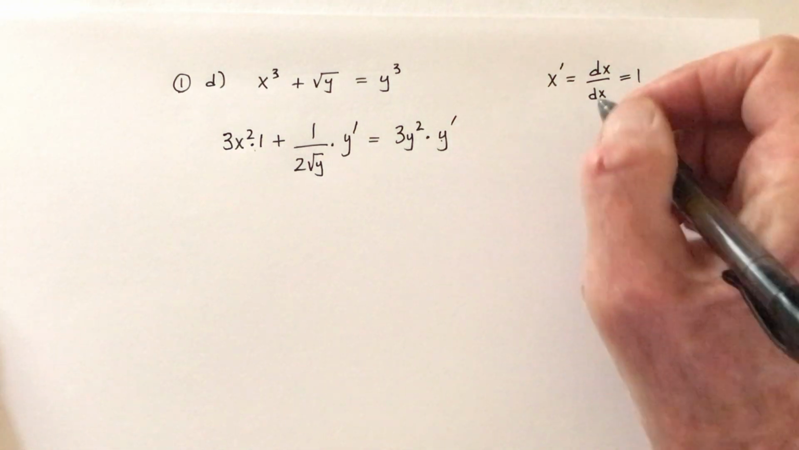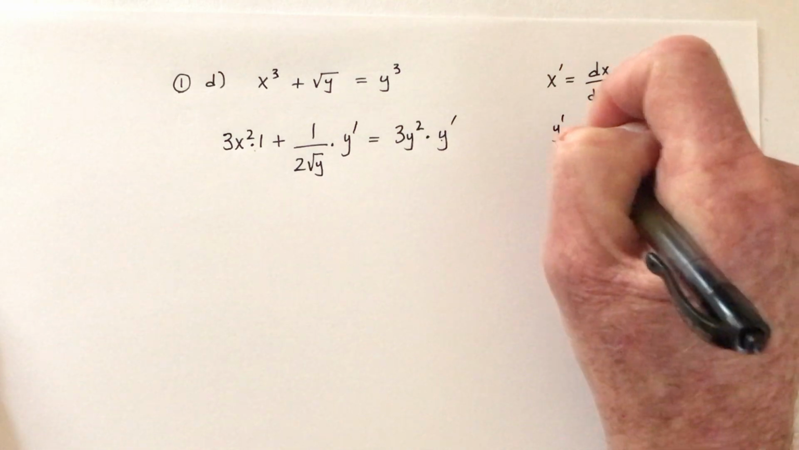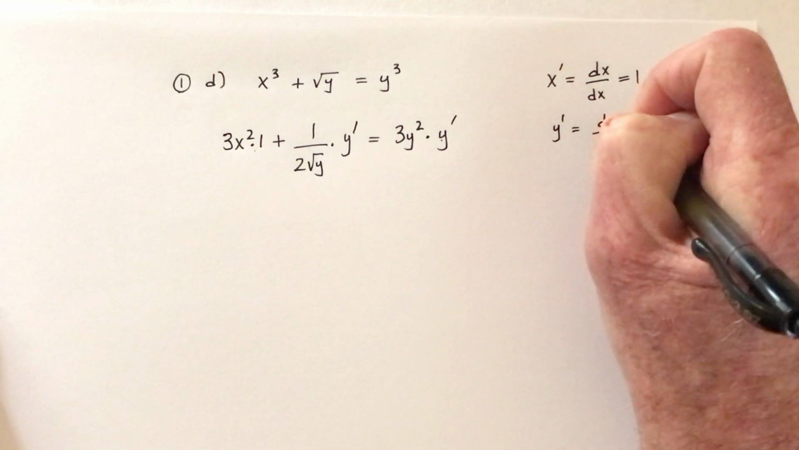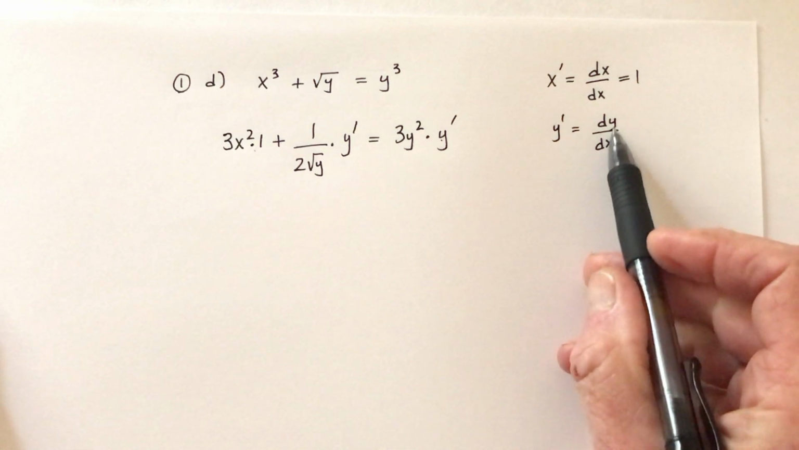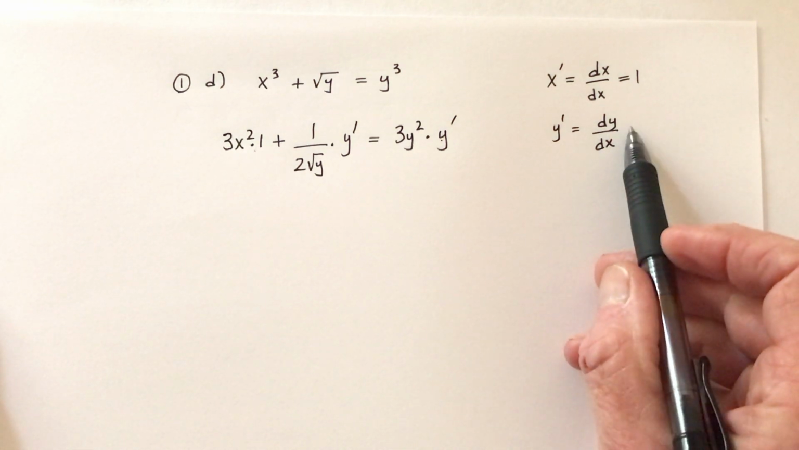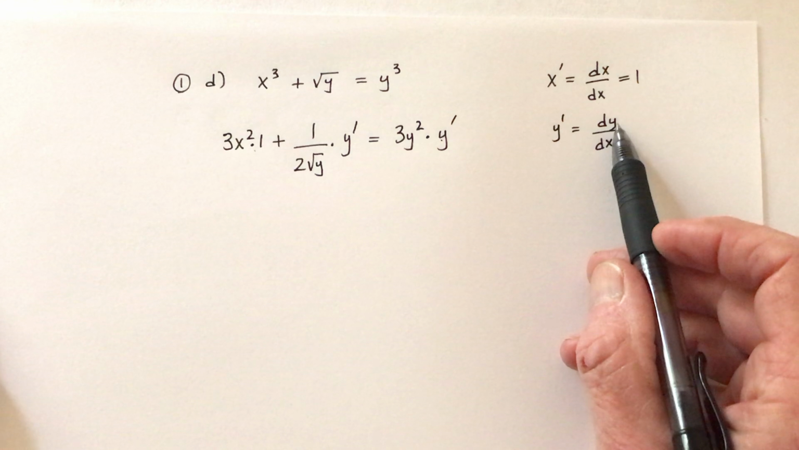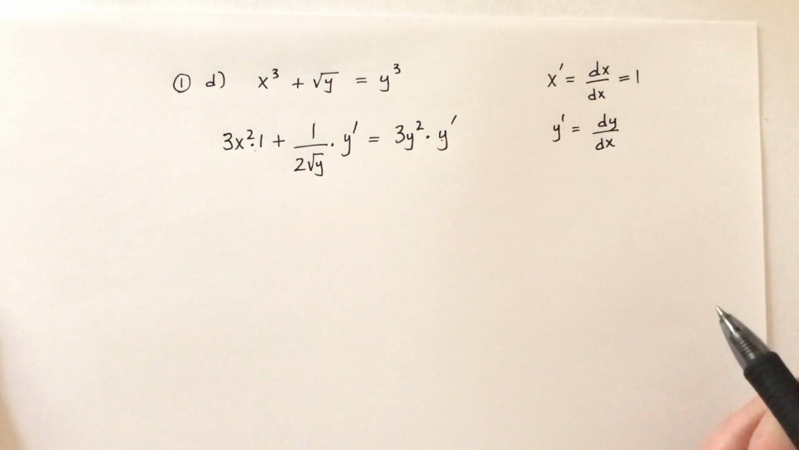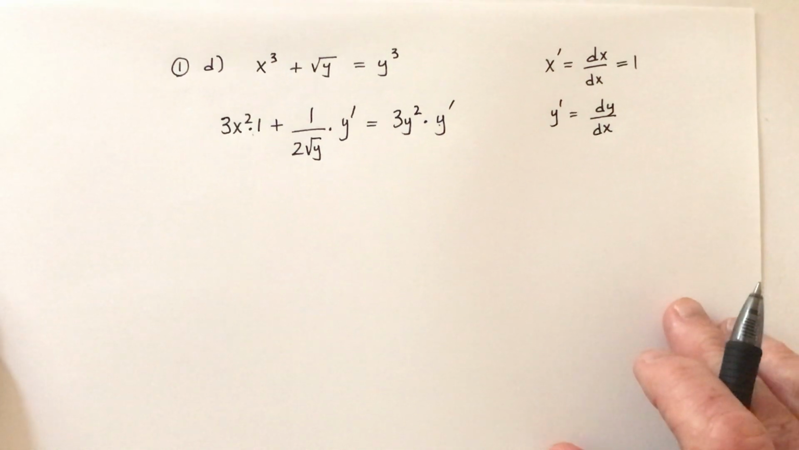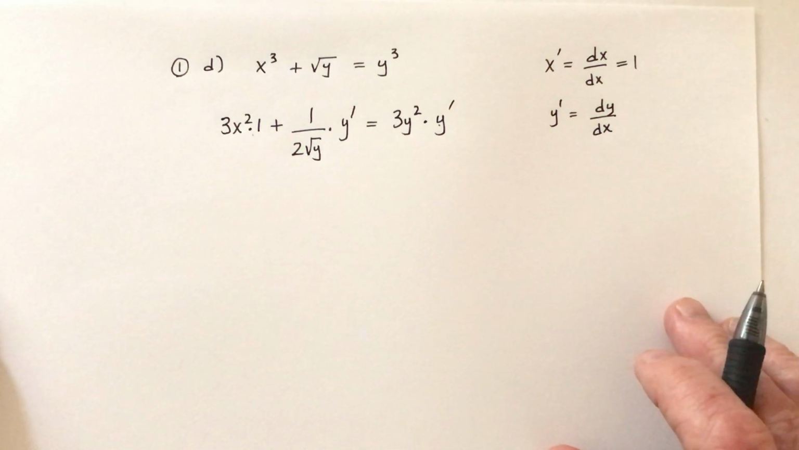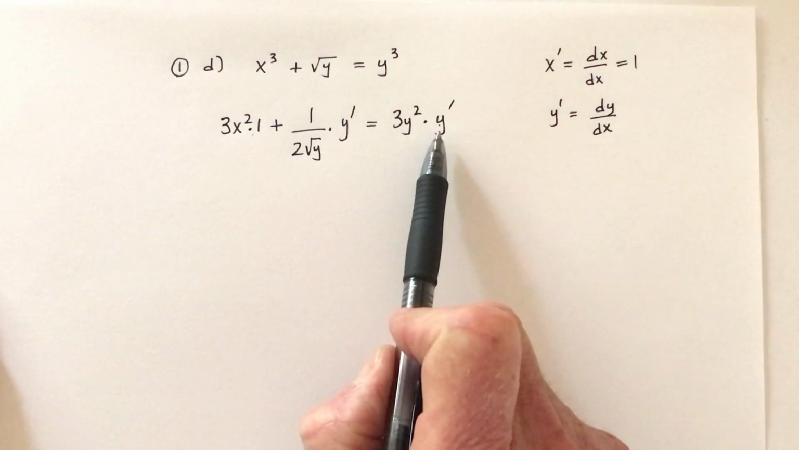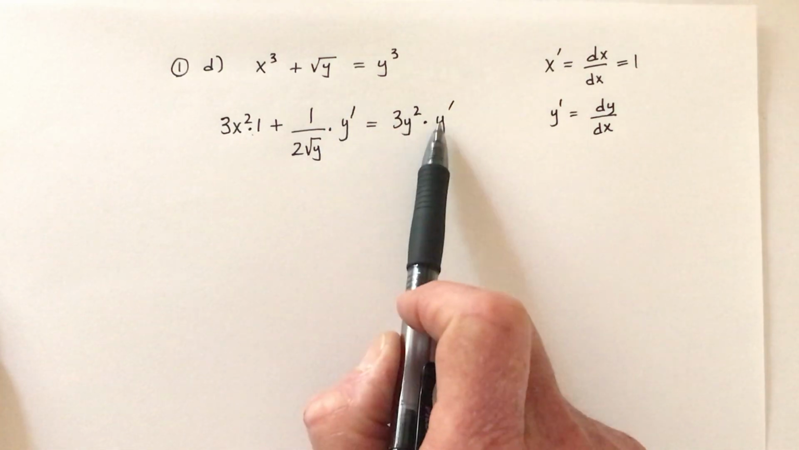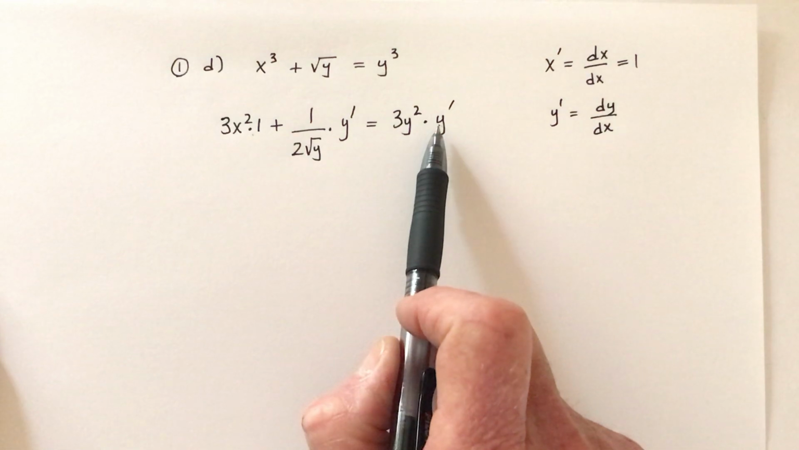But y prime is saying take the derivative with respect to x of y. And now this no longer says dx over dx equals 1. It means something completely different. dy over dx, that's y prime. Okay, now we need to do the algebra. We need to solve for y prime. And there's a y prime here, and there's a y prime here. So I need to get those two together and factor out the y prime.